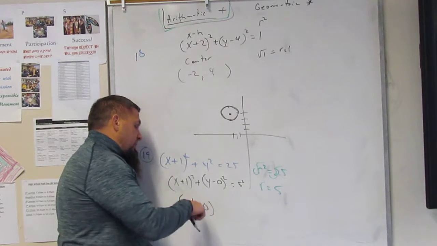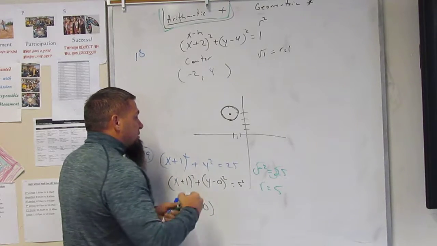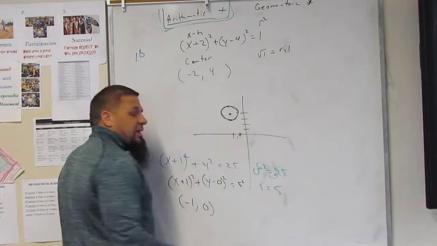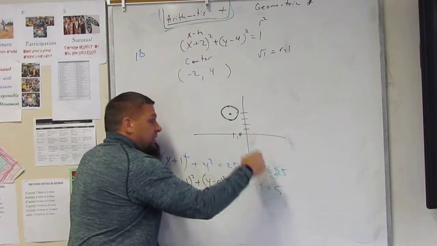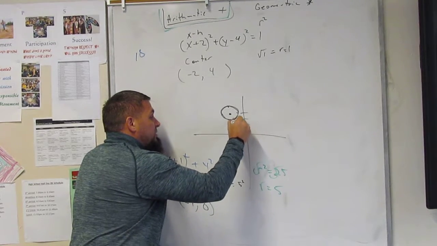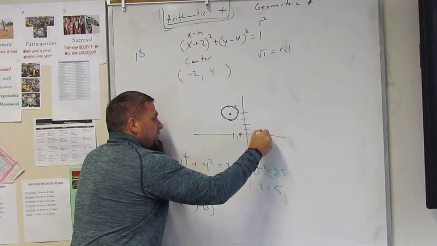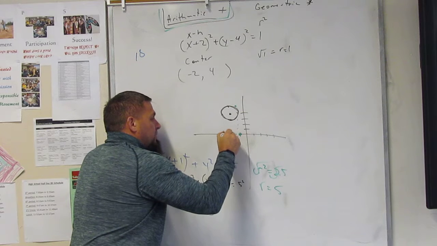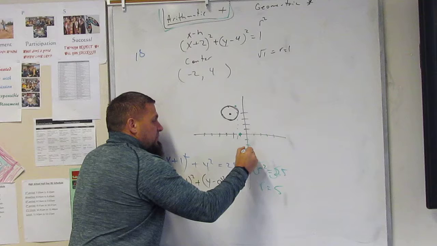So we're going to have negative 1. So we're going to draw this in blue and green. So negative 1 and 0 would be right there, right? And then our radius would be 5. So that means I'm going to go up 5. 1, 2, 3, 4, 5. Right 5. 1, 2, 3, 4, 5. And then down. 1, 2, 3, 4, 5.